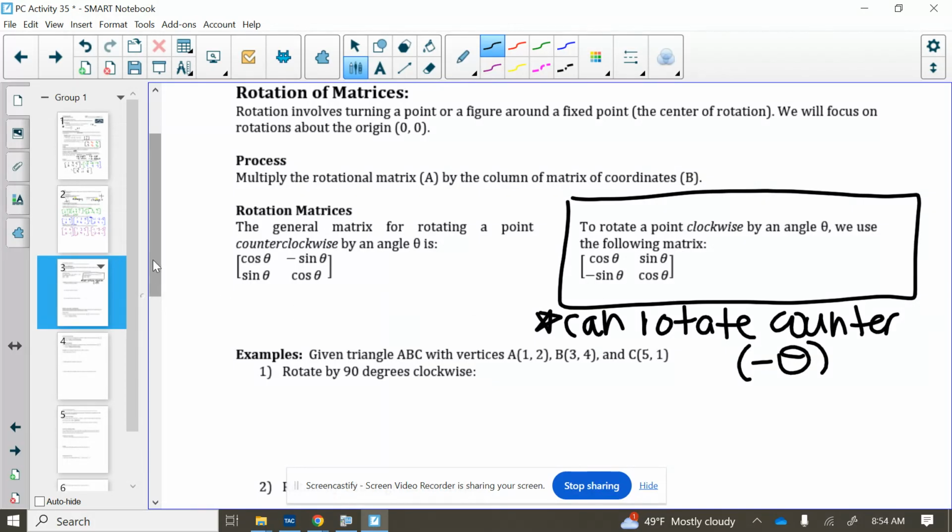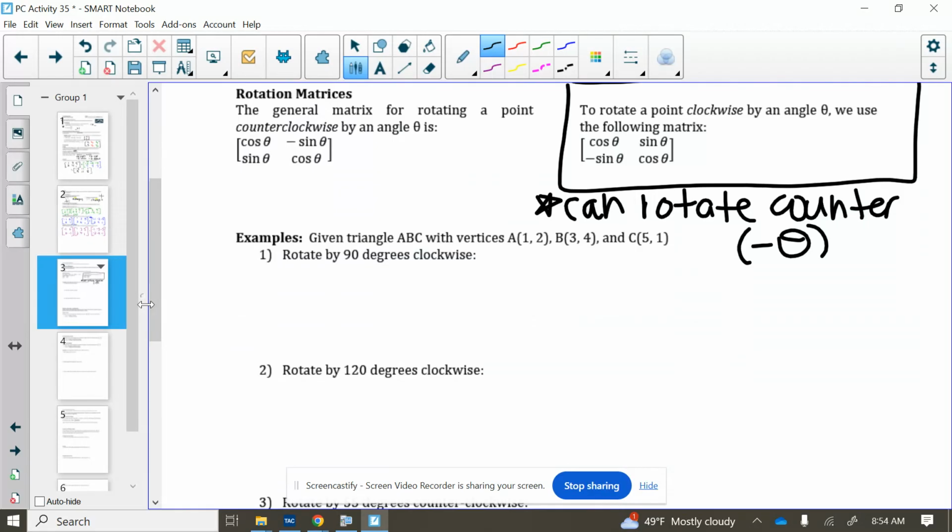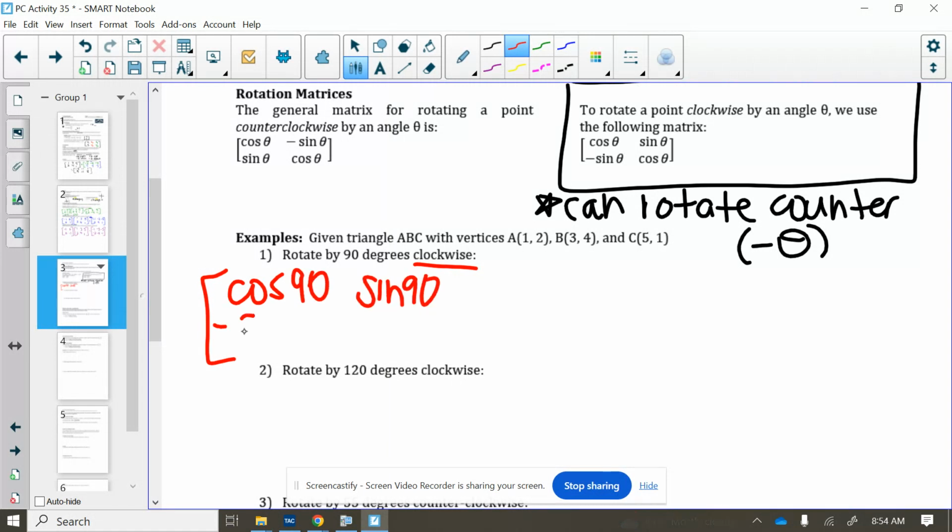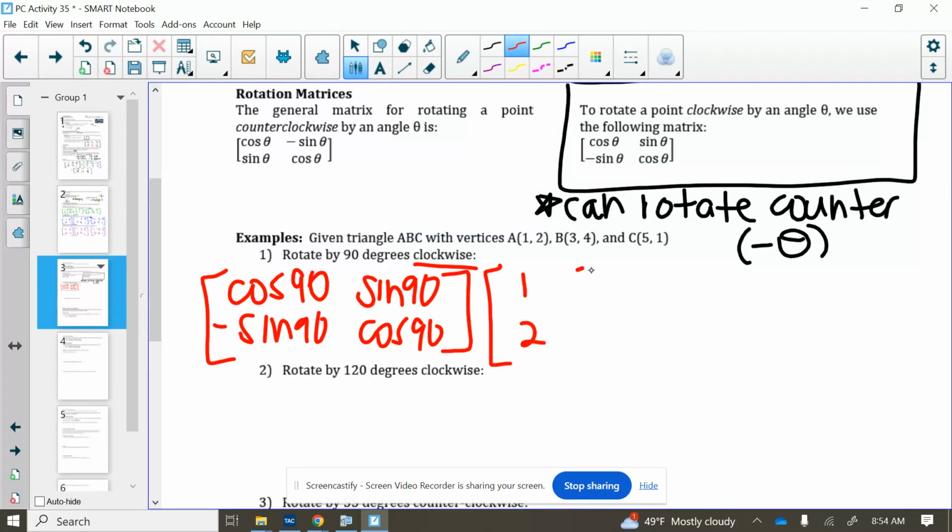So for this first one, we have a rotation by 90 degrees clockwise. So we're going to take our rotational matrix, cos 90, sine 90, negative sine 90, cos 90, and we are going to rotate our triangle ABC: point A is (1, 2), point B is (3, 4), and point C is (5, 1).